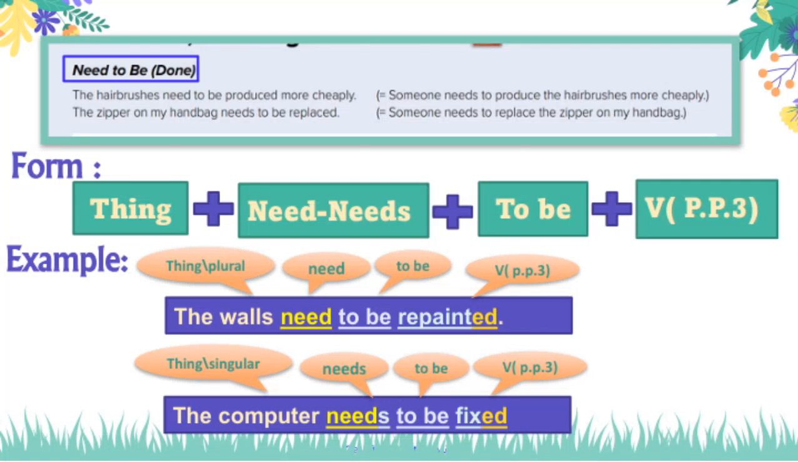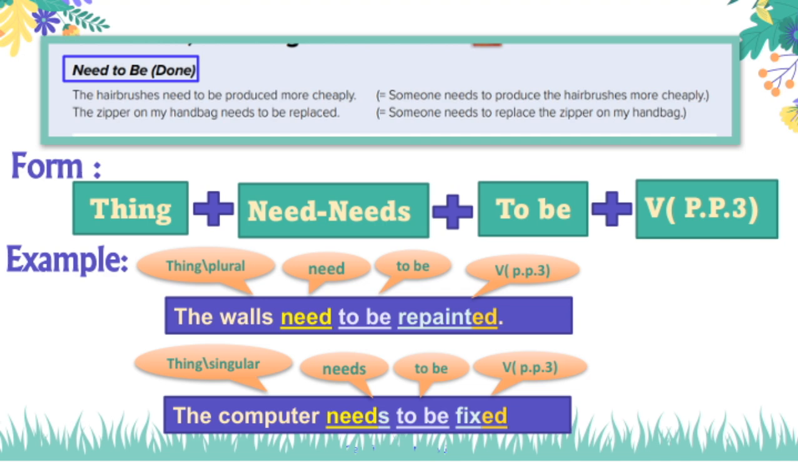Now let's look at how we use the verb to be with needs. When we're talking about a singular thing, like a computer, we say the computer needs to be fixed. Notice that needs is used here because it's singular. On the other hand, when we're referring to plural things like walls, we say the walls need to be repainted. In this case, we use need without the s because it's plural.